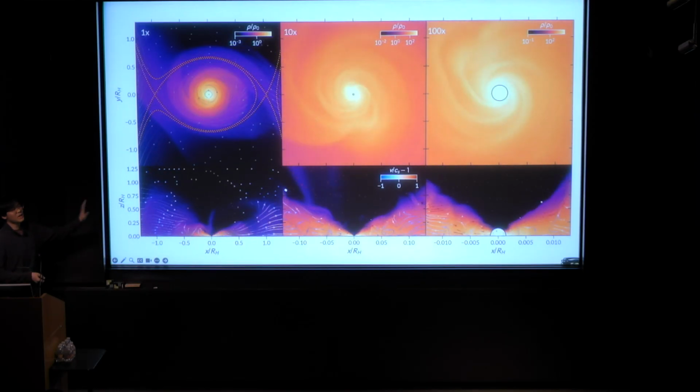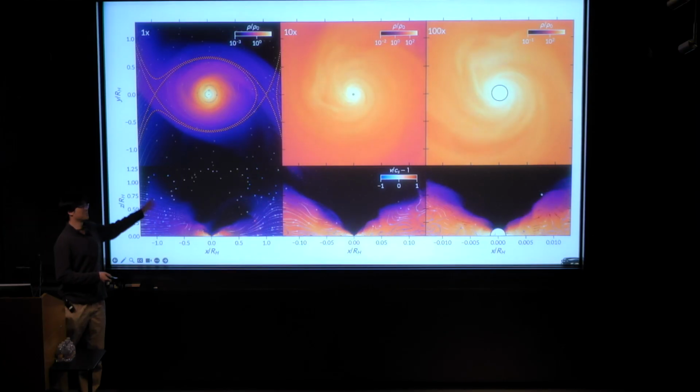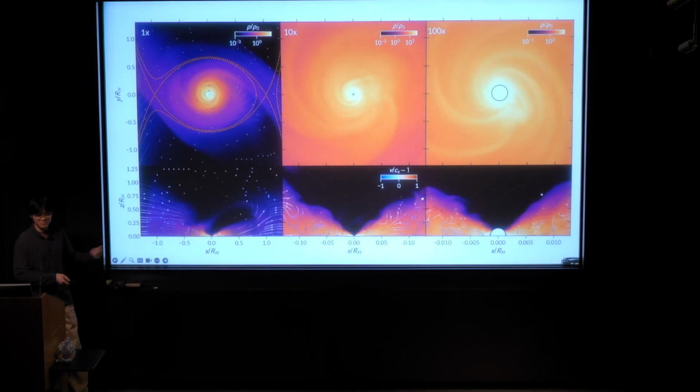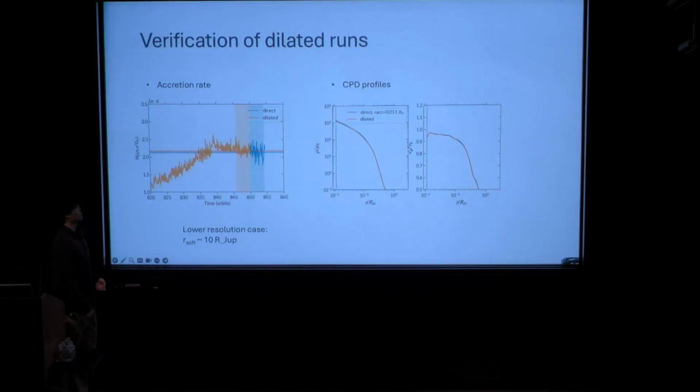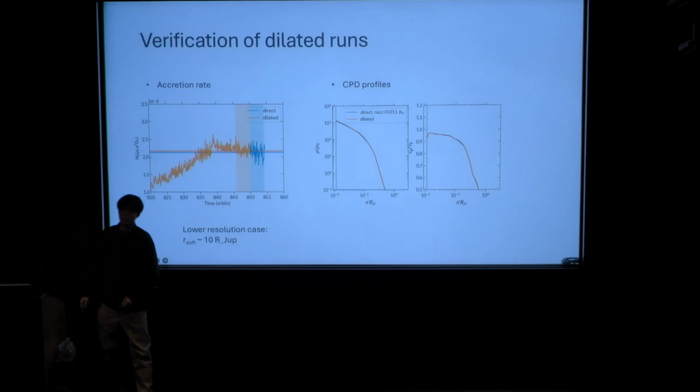Before making more points on the CPD structure, I want to convince you that the dilated evolution gives you reasonable results. We can verify this by running a direct simulation at a lower resolution and comparing it with dilated evolution, as shown in the blue and orange. You can see their accretion rates agree, and their profiles in density and velocity agree.